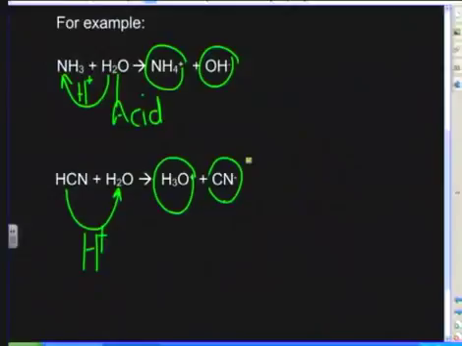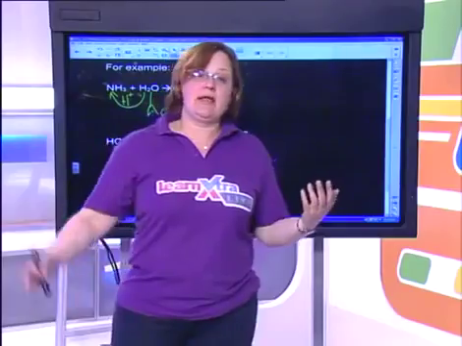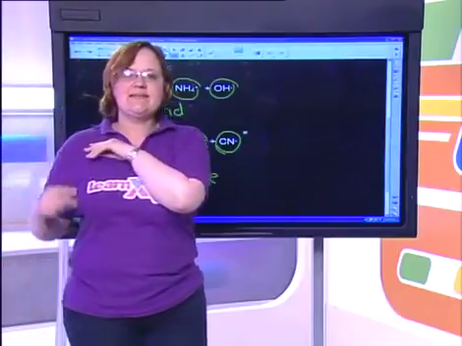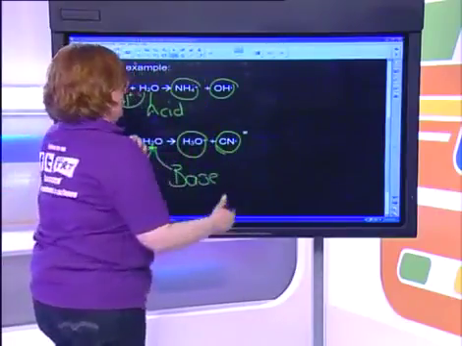But then my CN-, which is the cyanide ion, and yes, by cyanide I mean the dangerous stuff that can kill you, which people like to use to kill people, but we're not going to talk about that, can only act as a base. The water in this case is acting as a base because it reacted with an acid. With ammonia, it was reacting with a base, so it acted as an acid. So water is an ampholyte. We say it is amphiprotic. Okay?